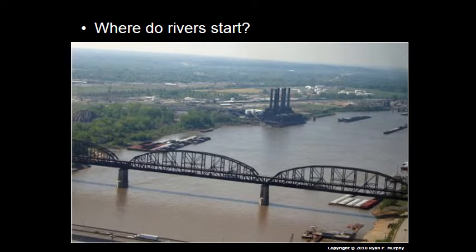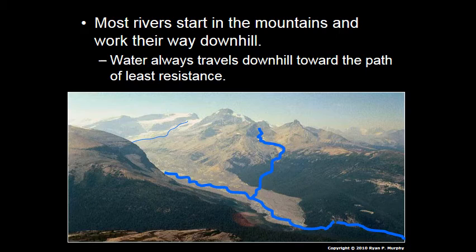So where do the rivers start? Well, the answer to that is they start in the mountains and they flow downhill. And I want you to think about this because in the western part of Virginia, towards the border between Virginia and West Virginia, we have the Appalachian Mountain Range out there.